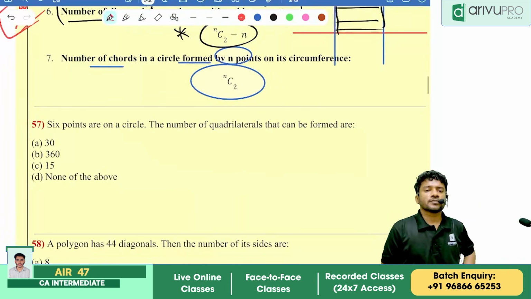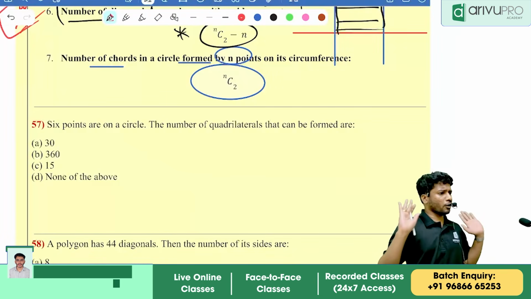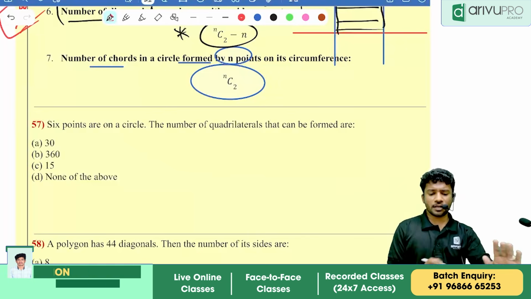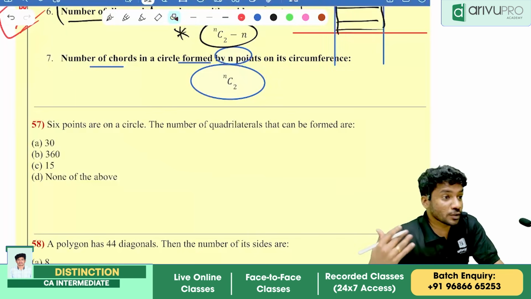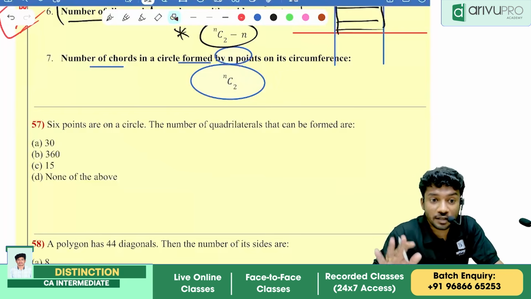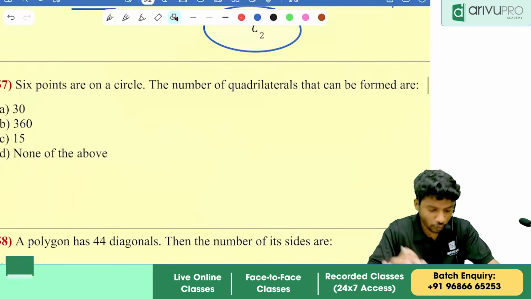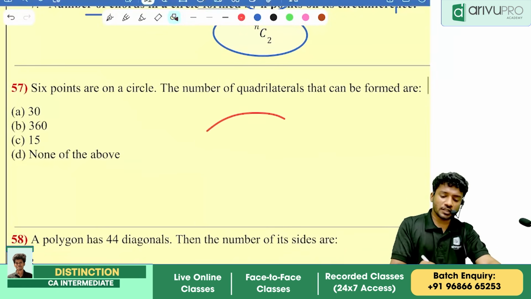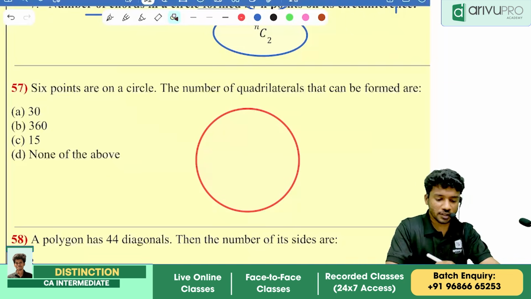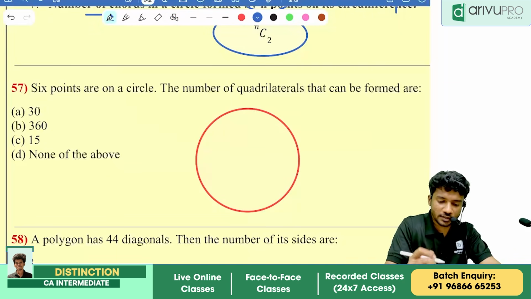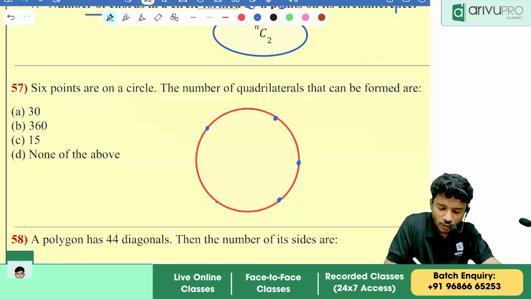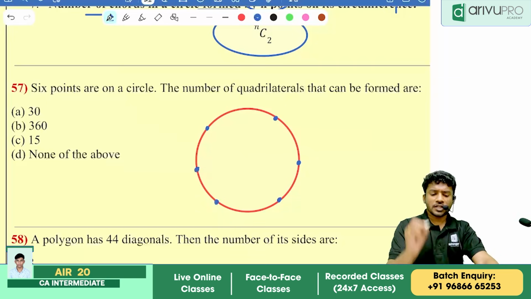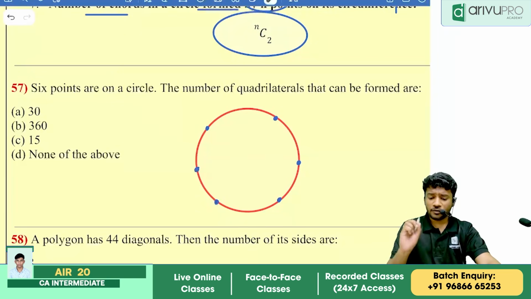I showed you the formula method. Now I will show you the logical method, because at the end I am a teacher who believes that using logic you can remember better than formulas. We will go to the logic. 6 points are there on a circle. Randomly I am putting some points: 1, 2, 3, 4, 5, 6. The question is the number of quadrilaterals which can be formed.